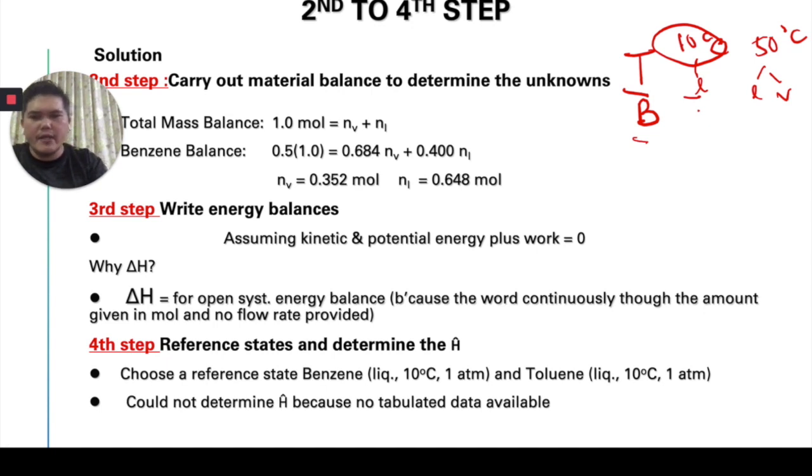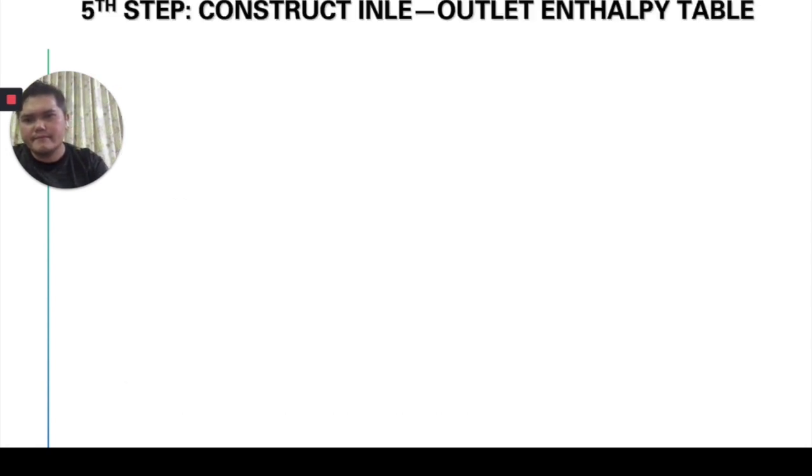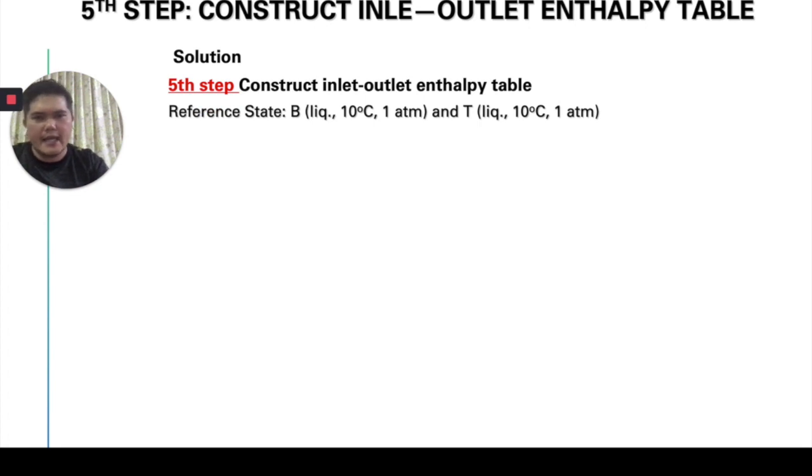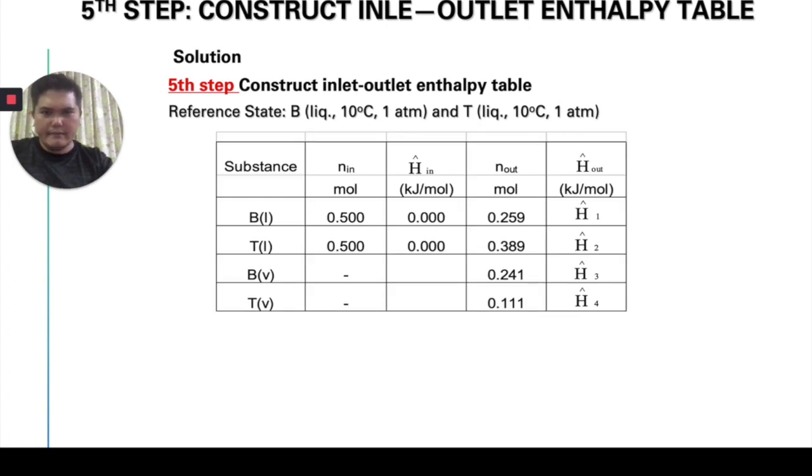We could not determine delta H directly because there is no tabulated data value available. So the next thing to do is construct the inlet and outlet table. We know that the reference state is liquid benzene at 10 degrees Celsius, 180 mm, and similarly for toluene, which is liquid at 10 degrees Celsius, 180 mm.